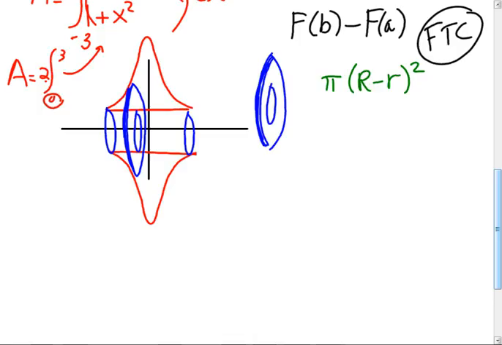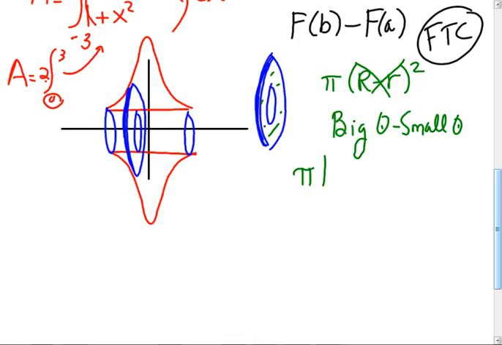Is that right? No, because it's the big circle minus the small circle. Remember, it's the area of the base. It's this piece right there. And then it's times delta x. So it's pi, big radius squared minus pi, little radius squared, and is this delta x or delta y? Delta x. It's the x-axis.